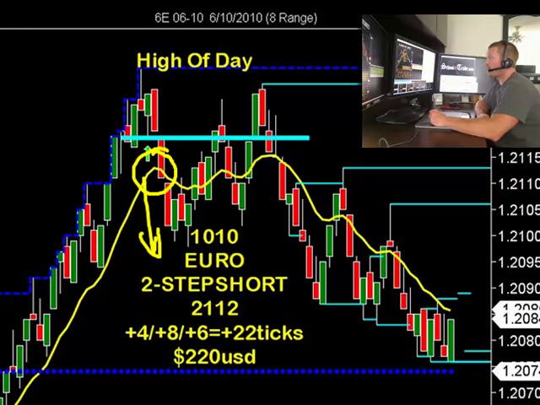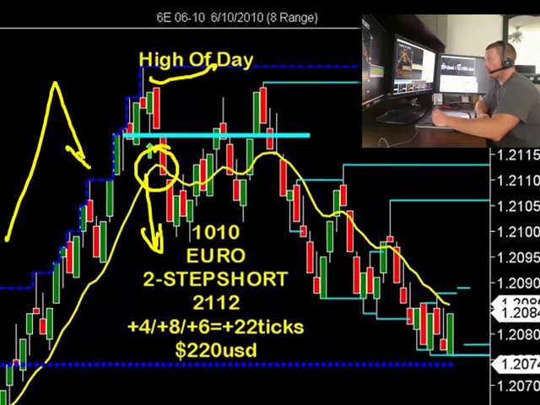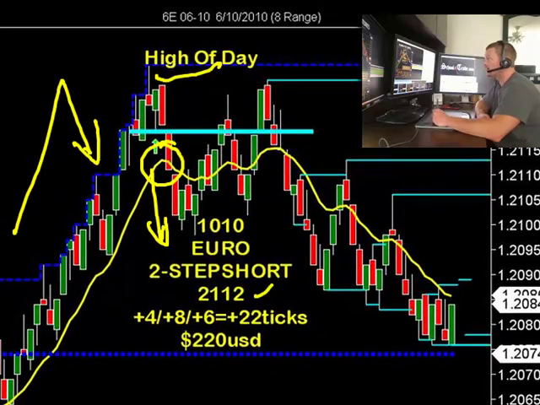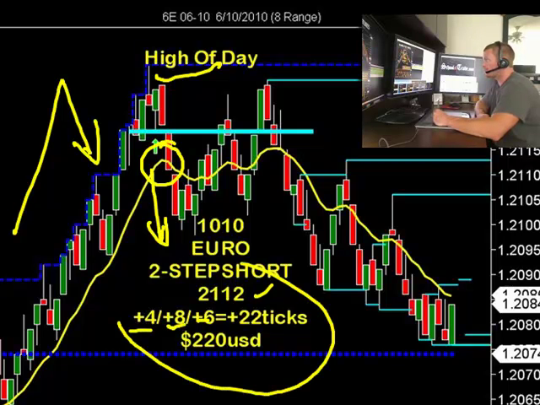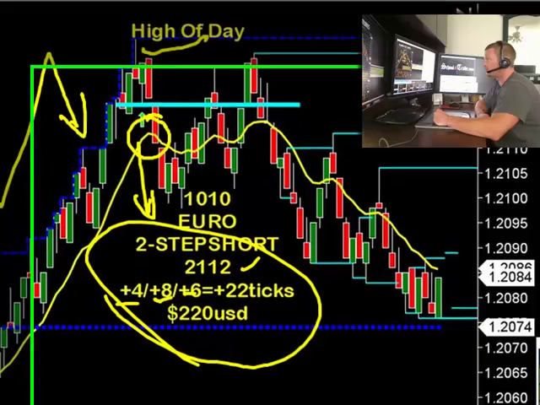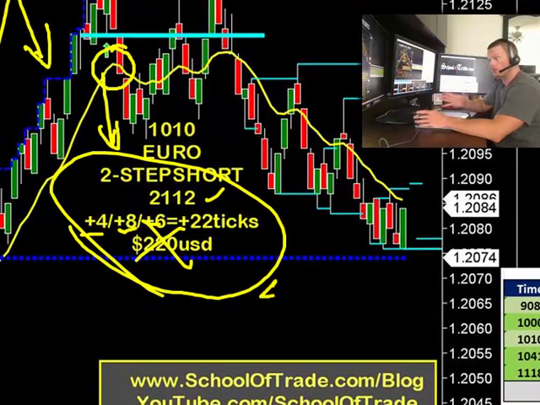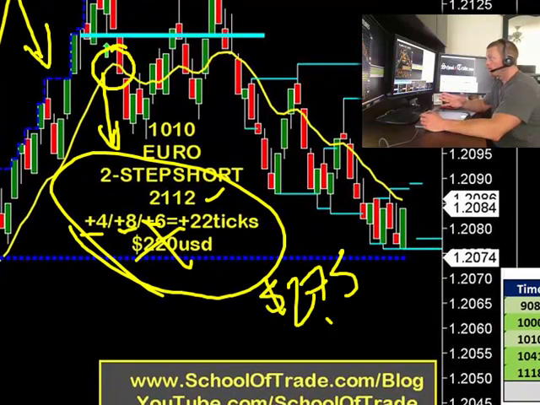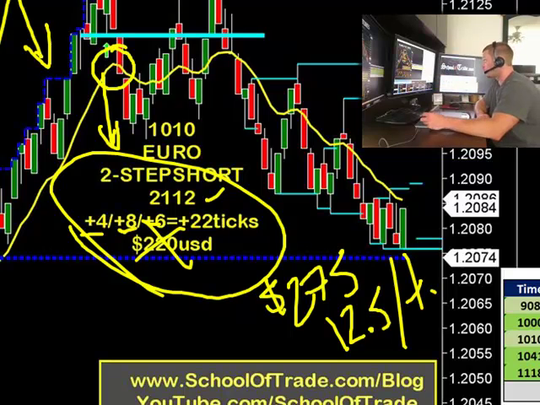All right, guys, bouncing off the high of day. That's a reversal pattern off the highs, 2-step pattern short, 12 the fill. We took 2 off at 4, 1 off at 8, 1 off at 6. That totals 22 ticks, guys. Now remember, this is the euro. This is wrong. Okay, this is actually $275 because it's $12.50 per tick. So the euro is a little bit more expensive than the crude and the gold.